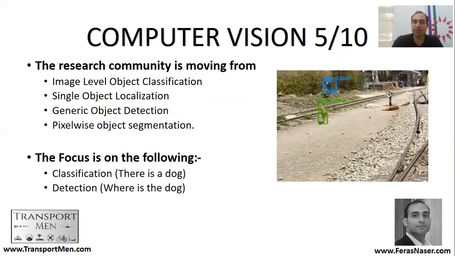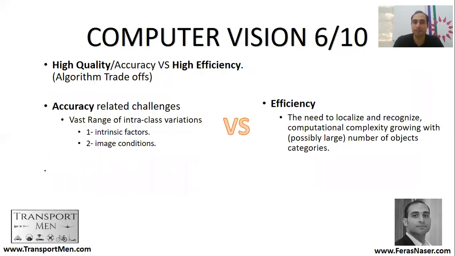So the research community is moving from image-level object classification, single object localization, and generic object detection to pixel-wise object segmentation. The focus is on classification and detection. Classification is: there is a dog in the picture, there is a switch in the picture, there is a railway person in the picture, there is a defect in the picture. But the other one is about where that defect is. So you need to classify to find the dog, but you also need to find exactly where that dog is.